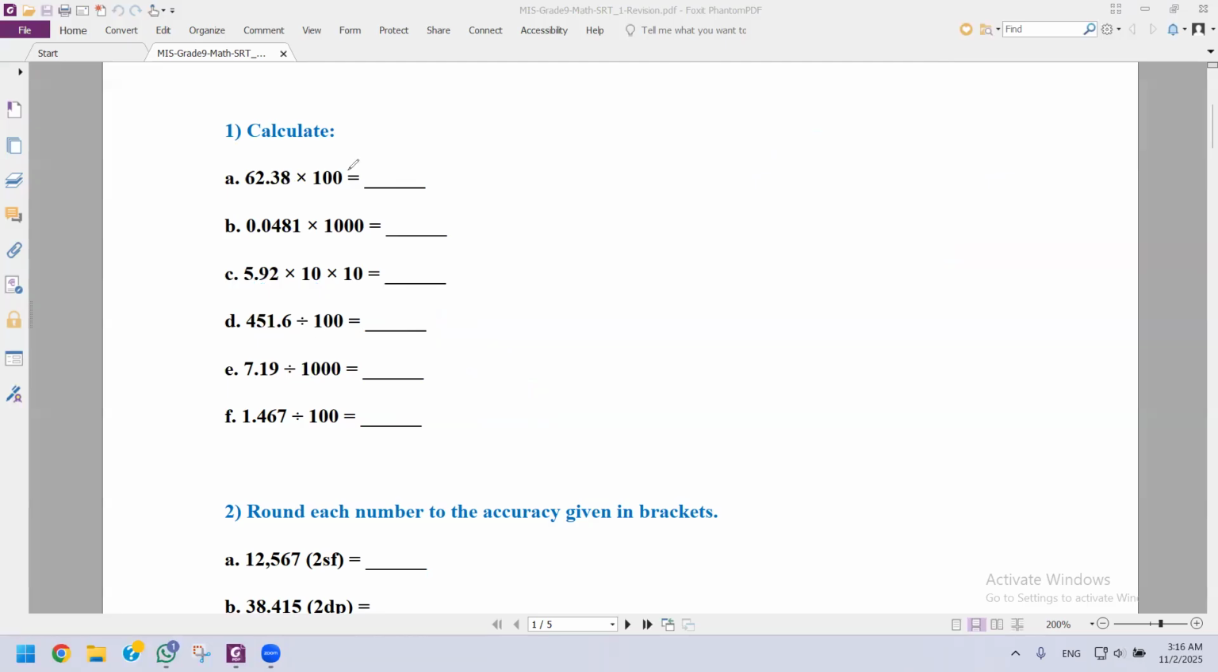What if the first one was times 1,000, not 100? 3 steps to the right. So you go 1 step to the right, 2 steps to the right. Now the decimal point is already out. 6238. Okay, the decimal point is out, and I still have one more step to go. So what do we do? We add a 0.